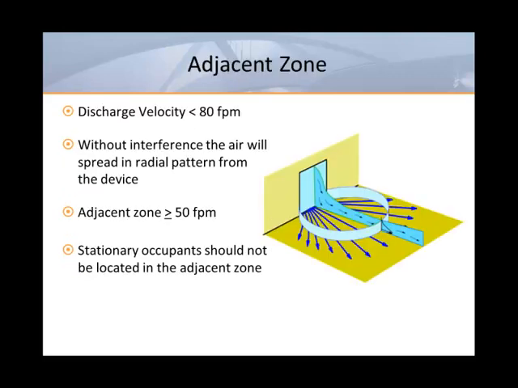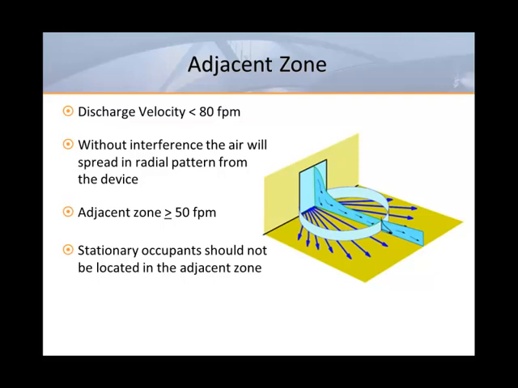Since displacement ventilation delivers cool air directly to the occupied zone, we must be very careful not to create discomfort for our occupants. The area directly in front of a displacement outlet is known as the adjacent zone. This is defined as any area in the occupied zone where air velocities exceed 50 feet per minute at a height 1 inch above the floor.